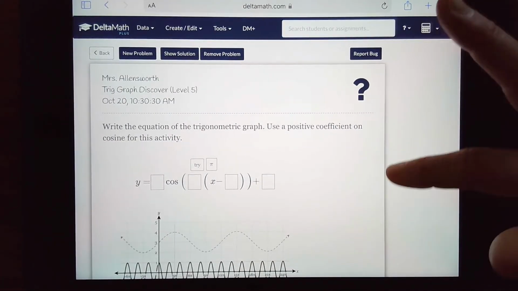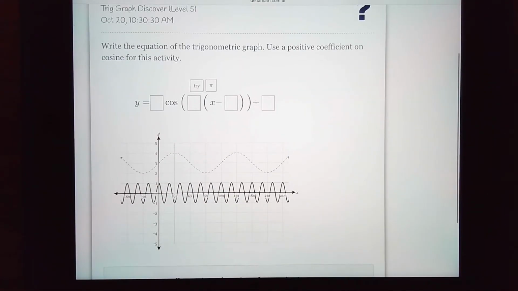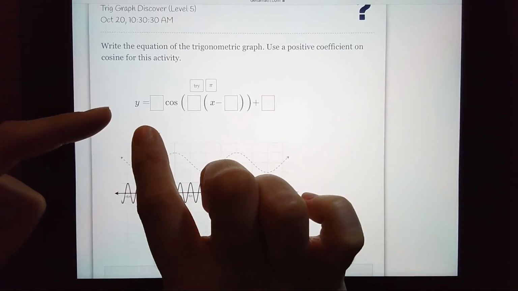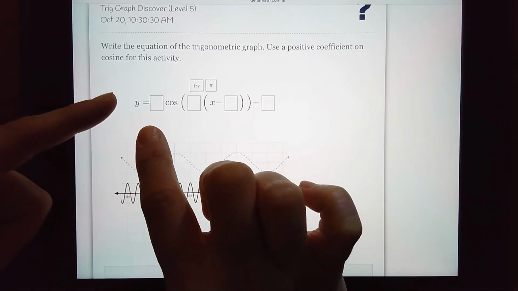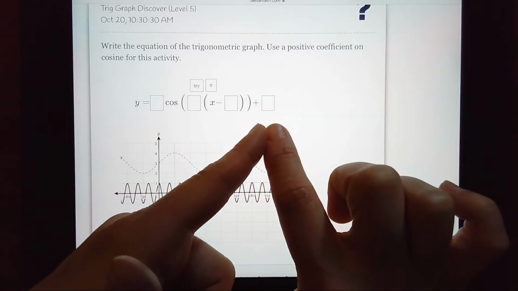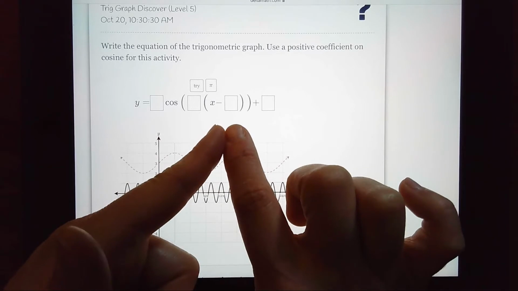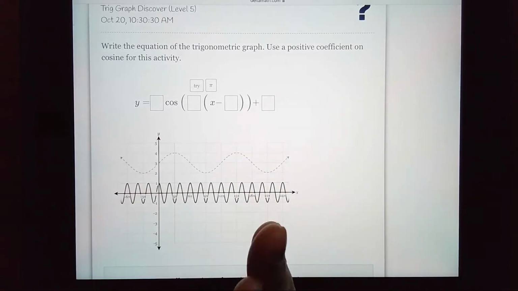So what we're changing now in this level is we're going to have some horizontal shifts. So we still have our amplitude, a negative if it's reflected. We have our midline or our vertical shift. We have our period changing, that's our B. And we have this minus an H value, which shifts it left to right.